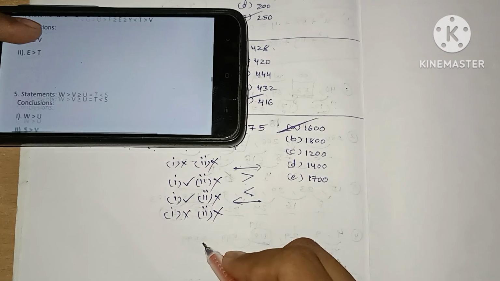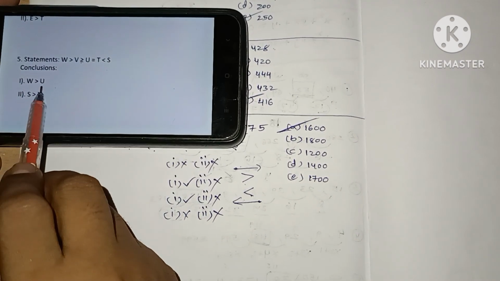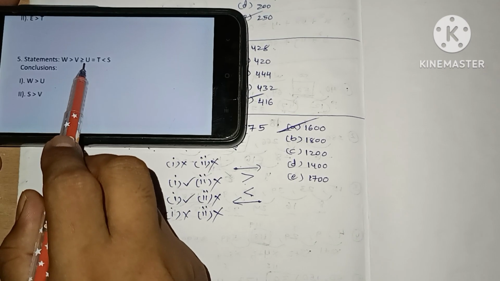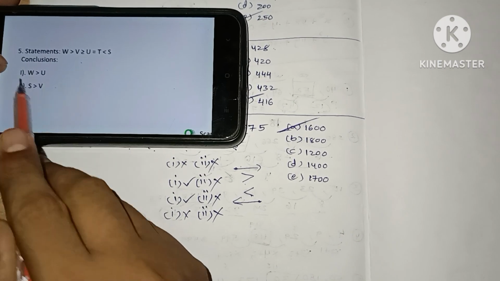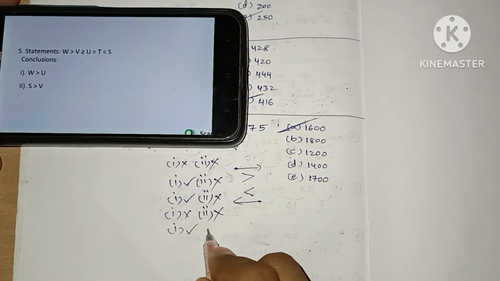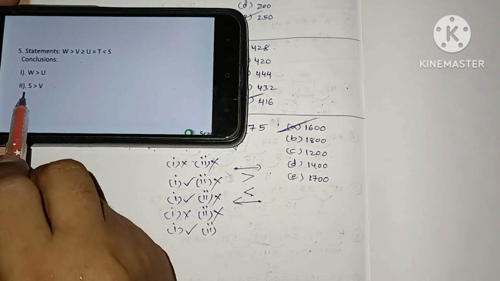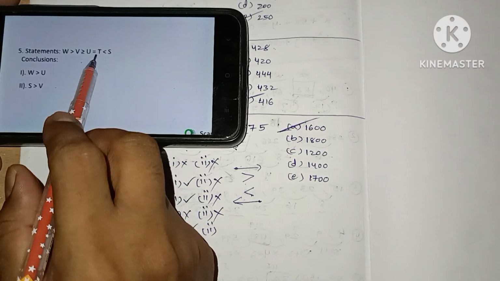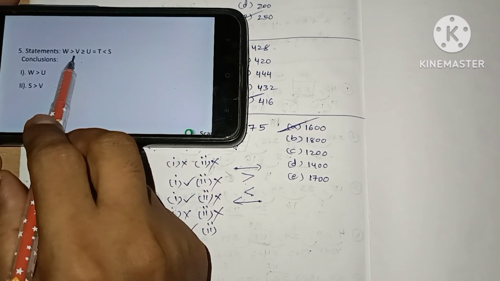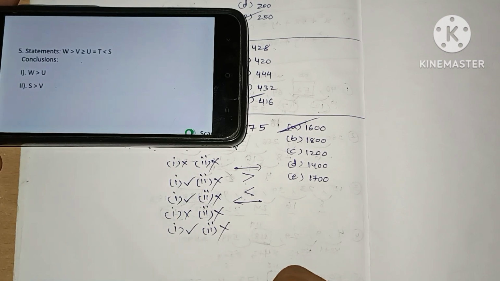Let's see the fifth question. The flow from W to U. From W we can reach U. It is possible. So the first conclusion will be true. Second conclusion, the flow from S to V. From S we can reach T, U but we cannot reach V. So the second conclusion will be false.